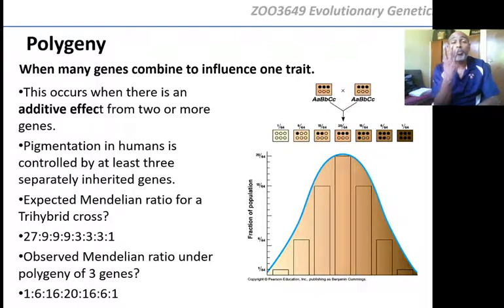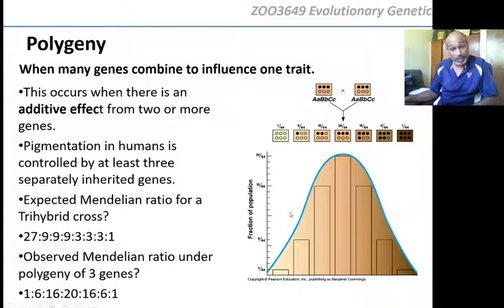What happens if you have 3 loci? I've not given you any problems like with 3 loci because they're very complicated. But the ratio will be, if you did a trihybrid cross and you worked out the Punnett square, it will be 27 to 9 to 9 to 9 to 3 to 3 to 3 to 1. That would be the Mendelian ratio, right?